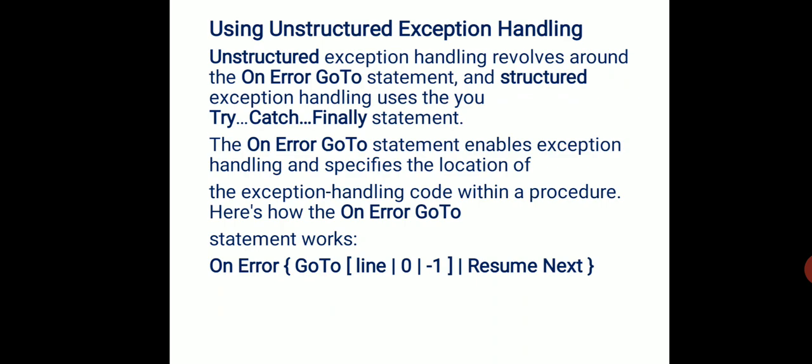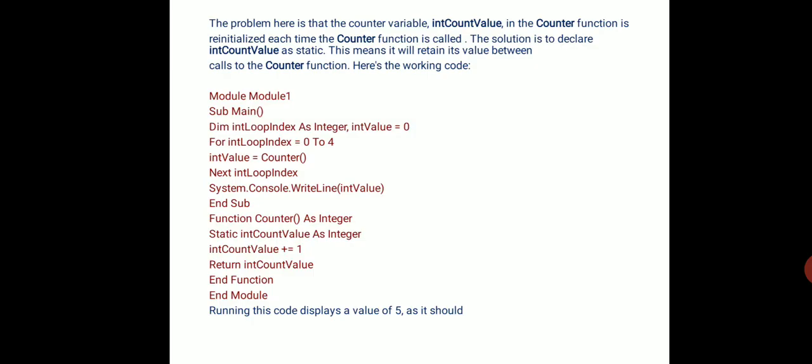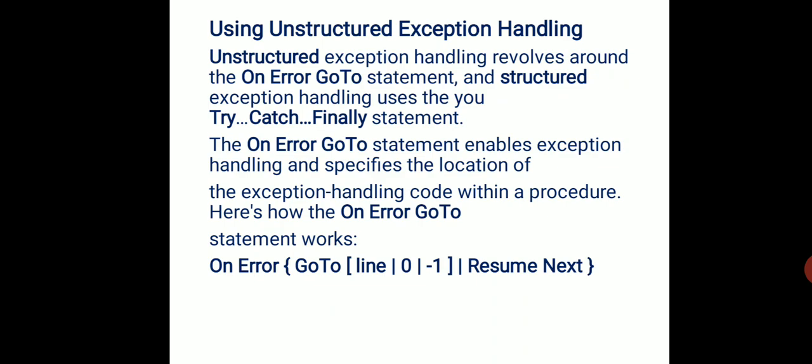So now, exception handling. The first one is unstructured exception handling. Unstructured exception handling revolves around the on error go to statement, and structured exception handling uses the try catch finally statement. So wherever there is an on error go to statement, it is unstructured exception handling, and if you use try catch finally, then it is structured exception handling. First we will see the unstructured exception handling.